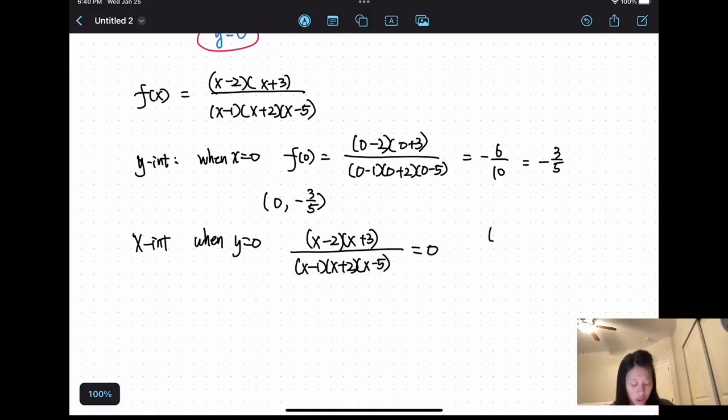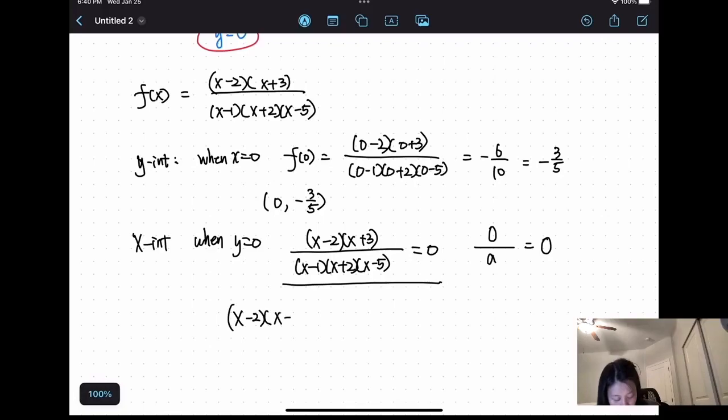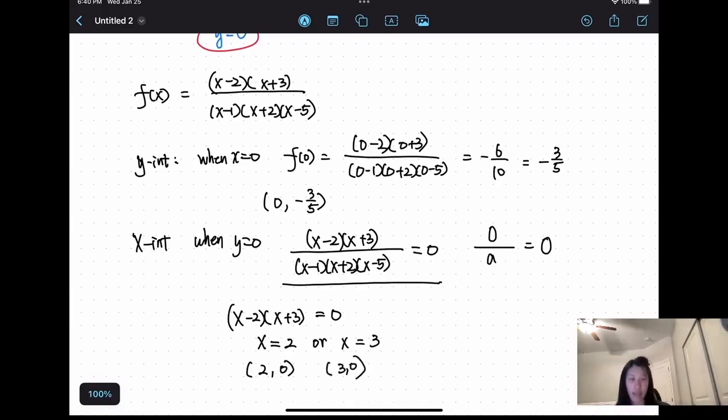If you think about it, this is a rational function: if the numerator on top equals 0, the function is going to equal 0. No matter how crazy the bottom is, it doesn't matter. As long as the top equals 0, the whole fraction is going to equal 0. So I have x equals 2 or x equals 3. So our x-intercepts are these two, (2, 0) and (3, 0).